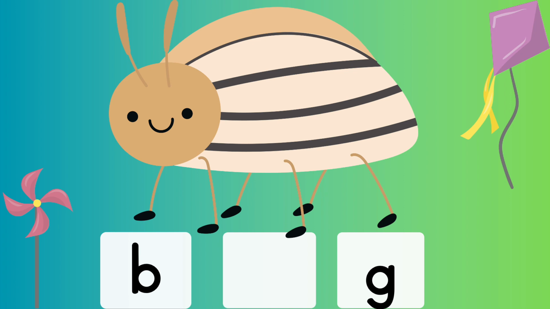Bug, bug. Which sound is missing? Is it the O or the A? B-A-G. B-A-G. Bug. Well done. It is the A sound in the middle. Well done.